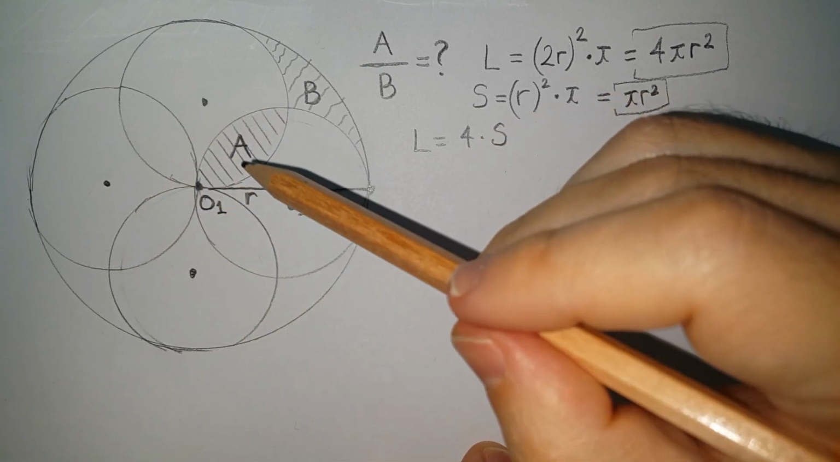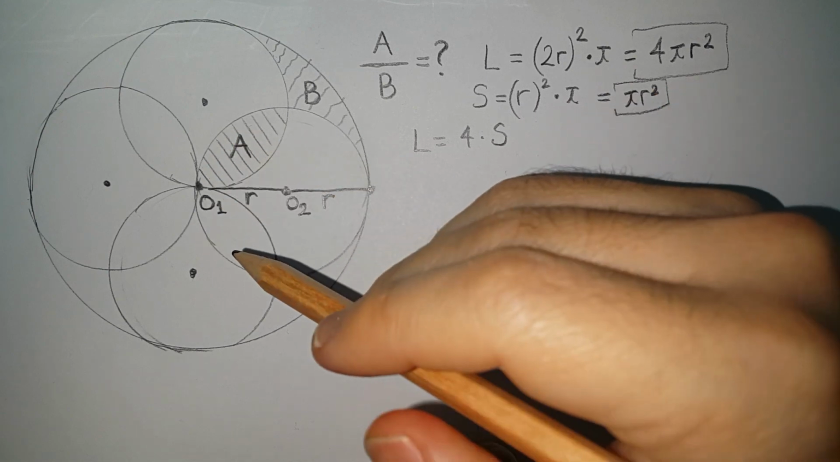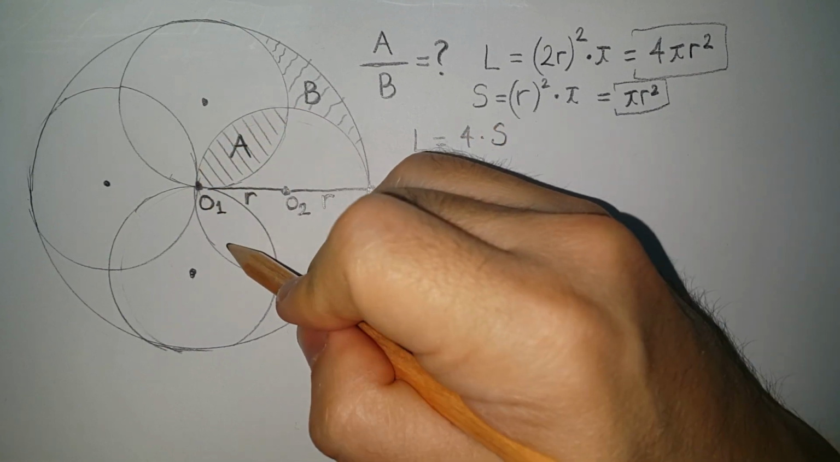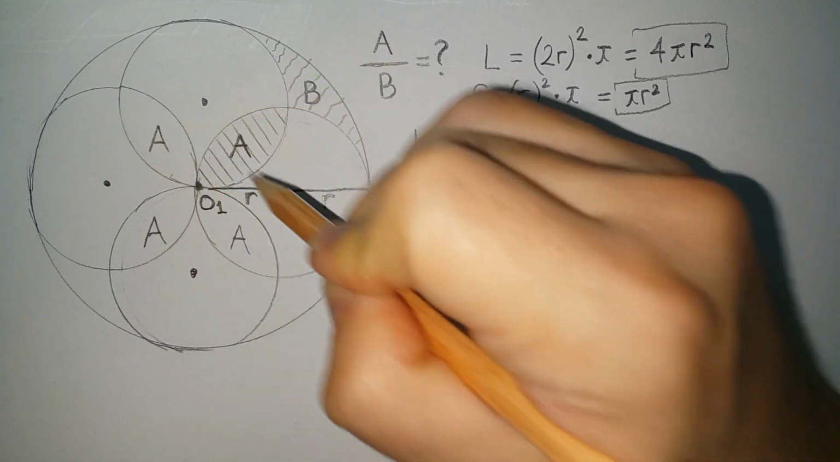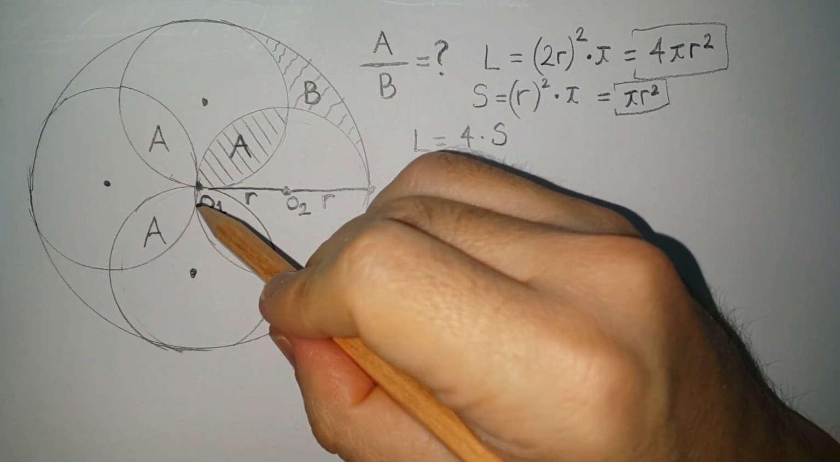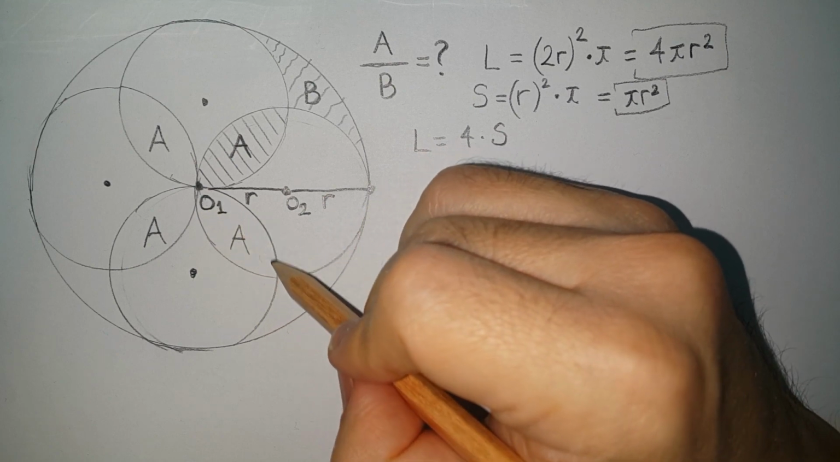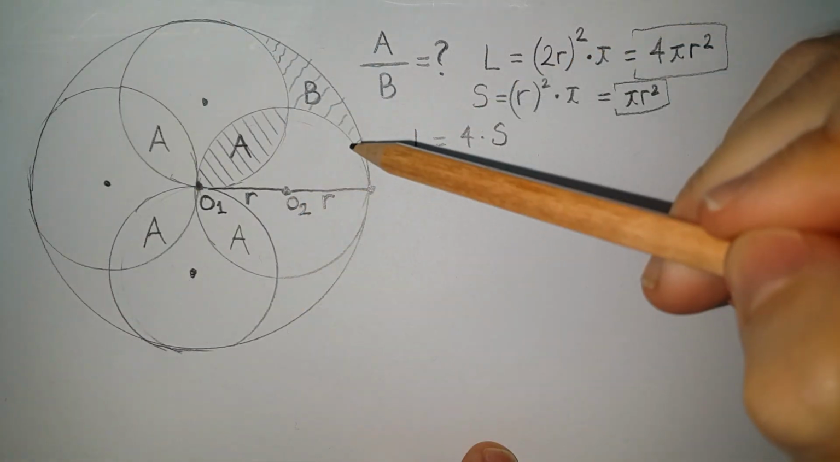It is possible because the smaller circles are actually overlapping in 4 areas. And one of those areas is here, this area A, and that's also area A, and this is also area A, and this is also area A. They are all equal. And in these 4 regions, the small circles are overlapping, and they are losing some of their total area. And that's why they can't fill this big circle entirely.